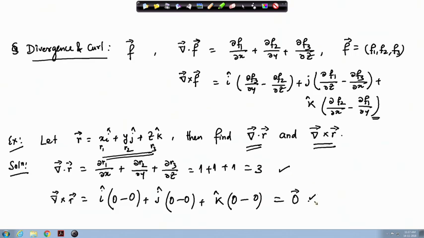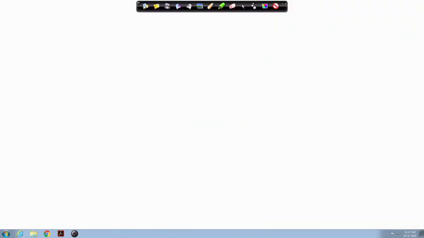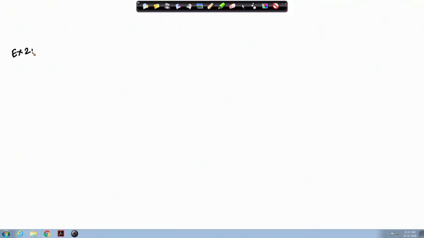So, divergence is 3 and curl is 0. That is how we basically calculate this divergence and curl. Let's consider a few more examples, just so we can be thorough. So, example 2.